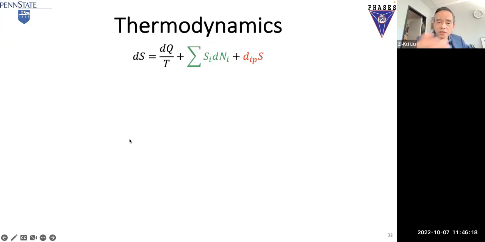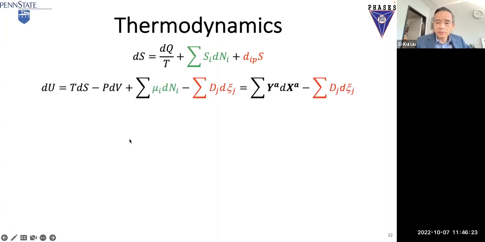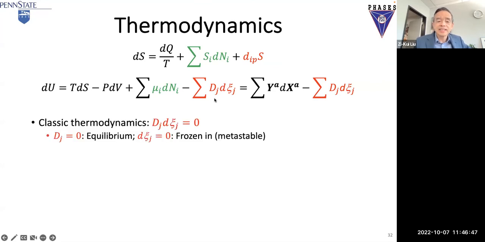So we got the dynamics I showed before. That's our thermodynamics, right? And then we got our function here. Almost all textbooks focus on the first terms, okay? The last term is dropped. Why is it dropped? Because it was dropped by Gibbs in the 1870s, because he was focused on equilibrium systems. In an equilibrium system, this one equals zero, okay? So that's called classical thermodynamics, when this equals zero.